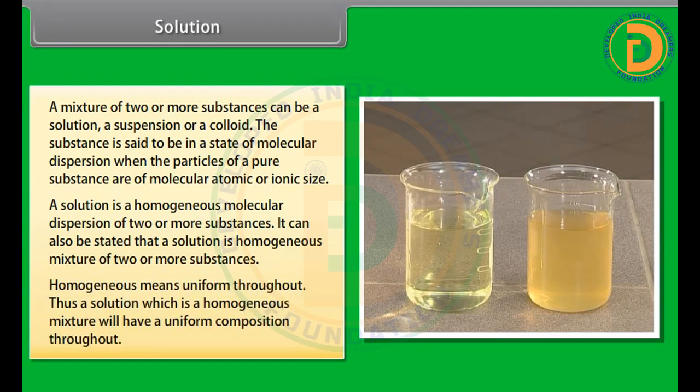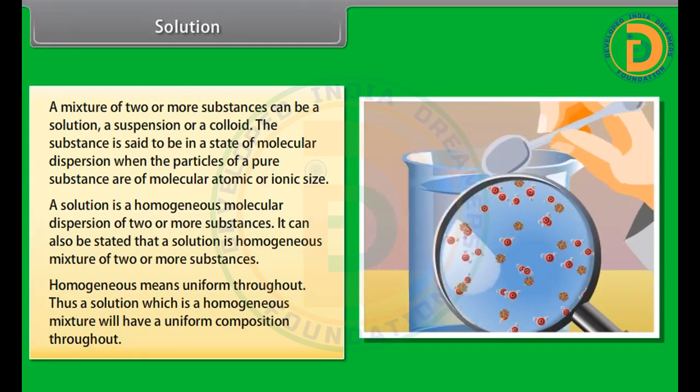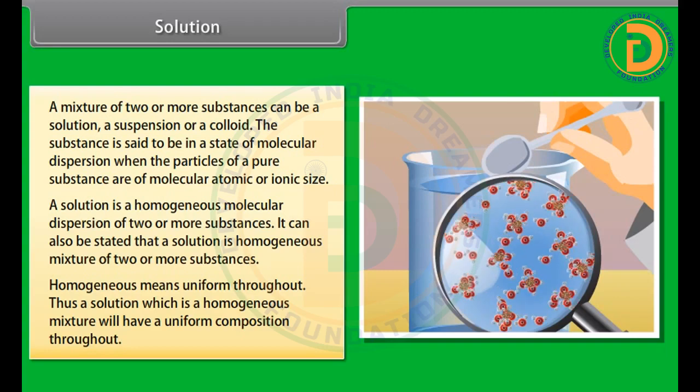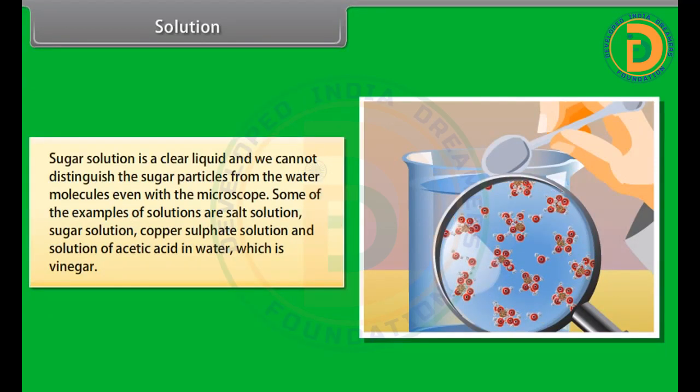Homogeneous means uniform throughout. Thus, a solution which is a homogeneous mixture will have a uniform composition throughout. Sugar solution is a clear liquid, and we cannot distinguish the sugar particles from the water molecules even with the microscope. Some examples of solutions are salt solution, sugar solution, copper sulfate solution, and solution of acetic acid in water, which is vinegar.